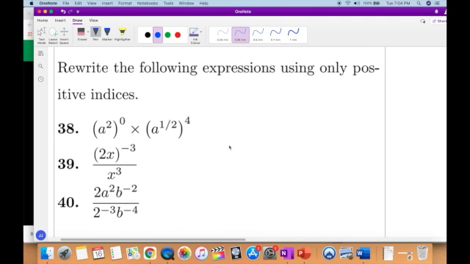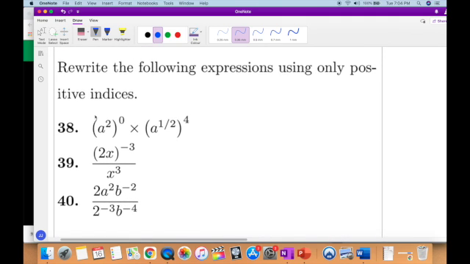So anybody remember what is a squared brackets 0? What does that work out to? Yes. A to the power of a half all to the power of 4. Now remember what the rule says. The rule says that when you have these bracket things with an indice outside, you multiply the indices, right?